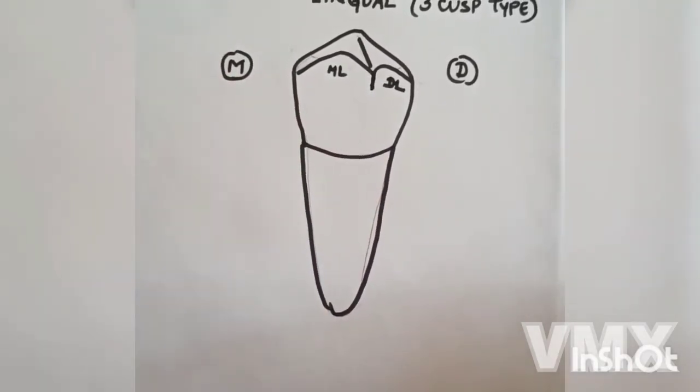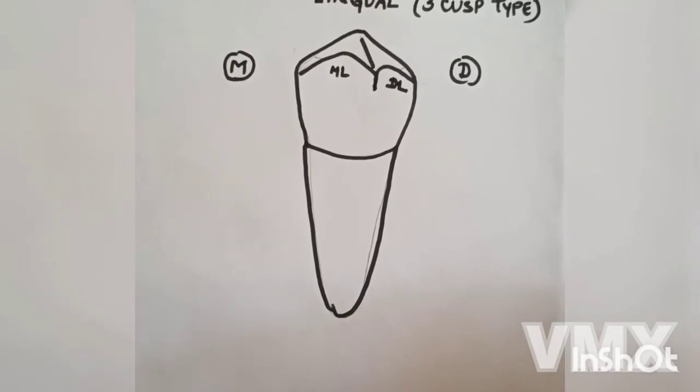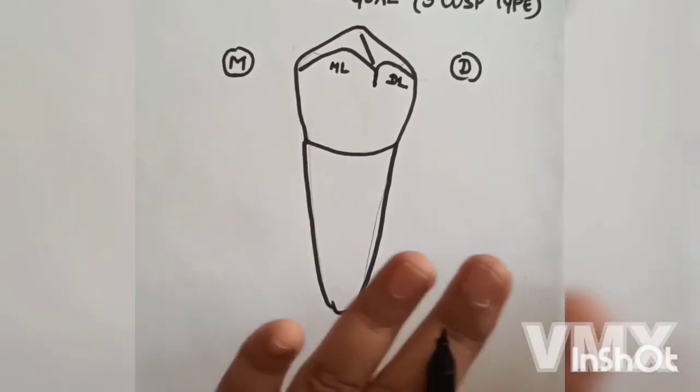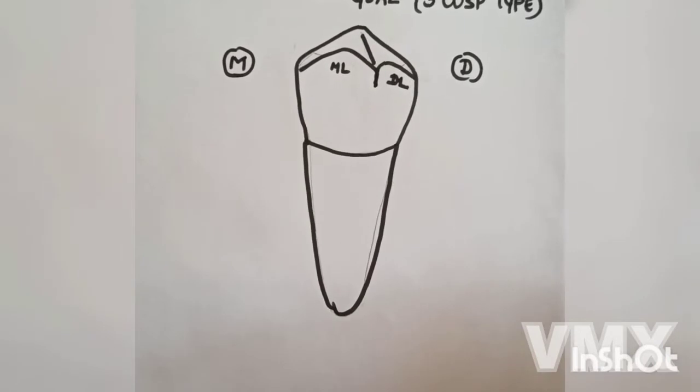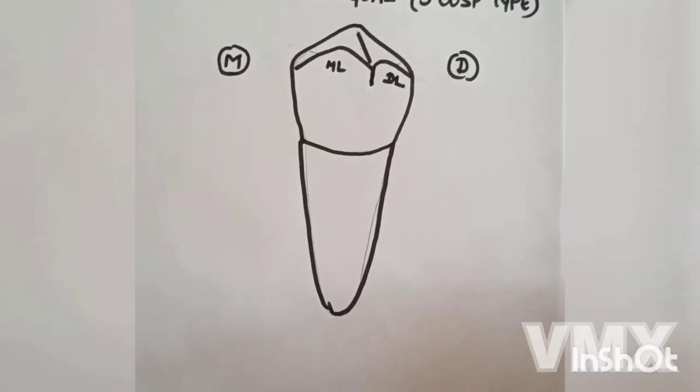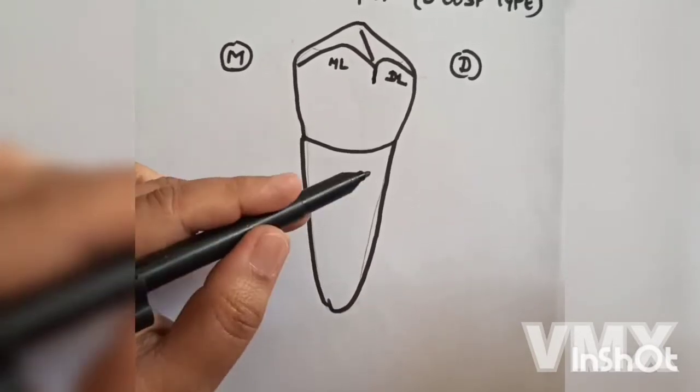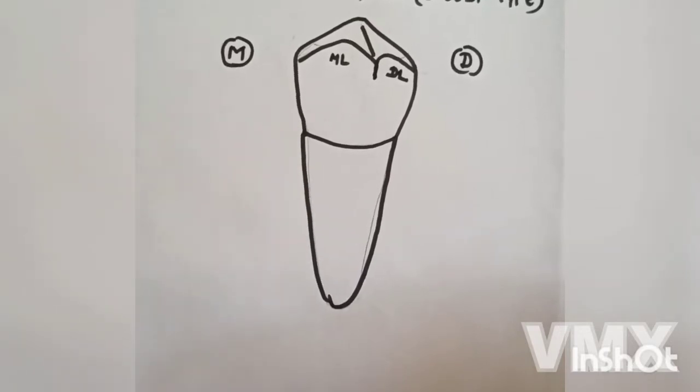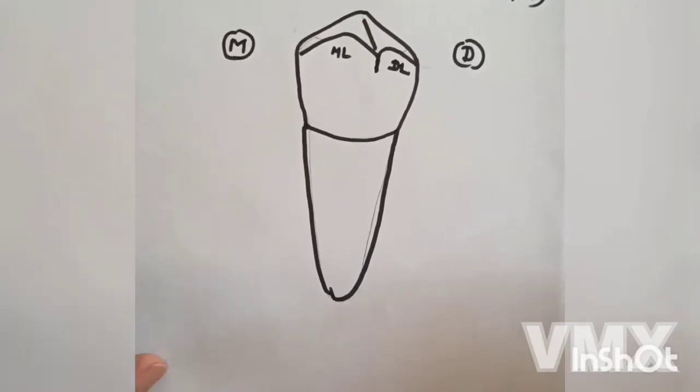It is not extending too much onto the lingual surface. Otherwise, the entire lingual surface is smooth and convex. The root also does not show much lingual convergence. So that is about the 3 cusp type.